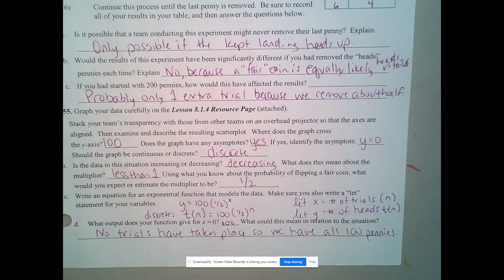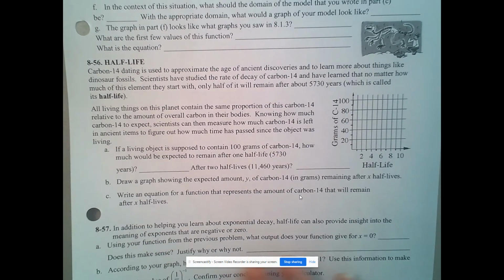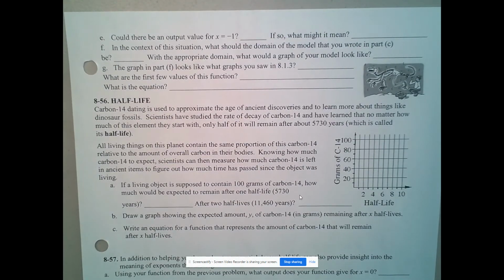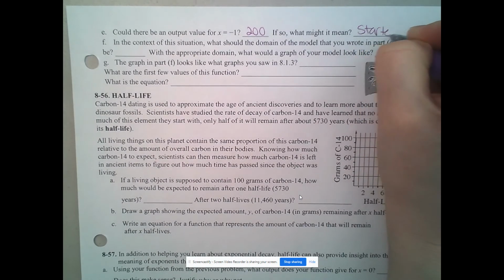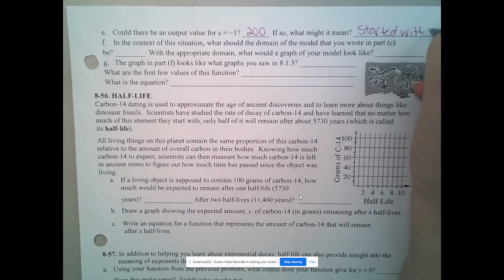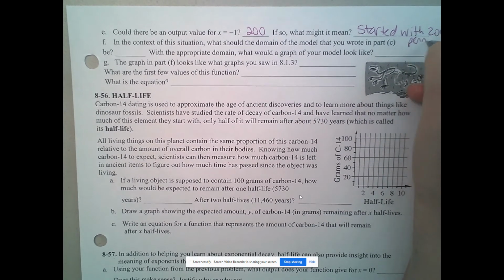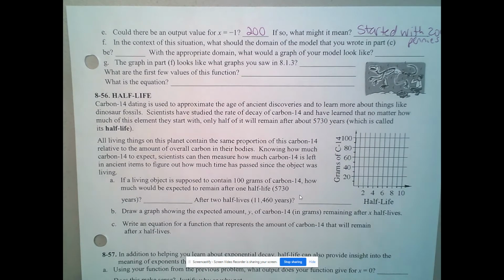If we look at the back side, we're going to continue, same concept, same scenario. E, could there be an output value for x equals -1? So if we went 1 trial earlier, that would be 200. We'd have to double to get 1 trial earlier. And that would be if we started with 200 pennies.